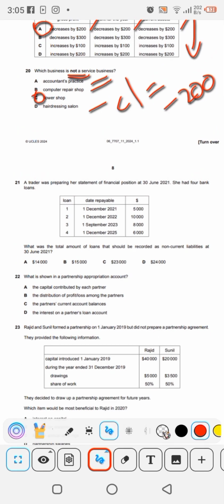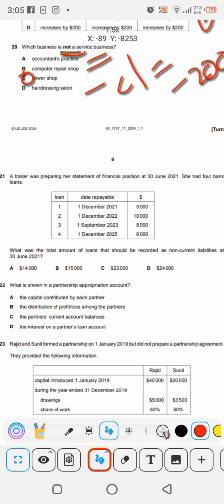Then question number 21 is, a trader was preparing her statement of financial position. At 30 June 2021, she had 4 loans. What was the total amount of loans that should be recorded as non-current liabilities at 30 June 2021? So read that as non-current liabilities, which means that the loan should be more than 1 year.